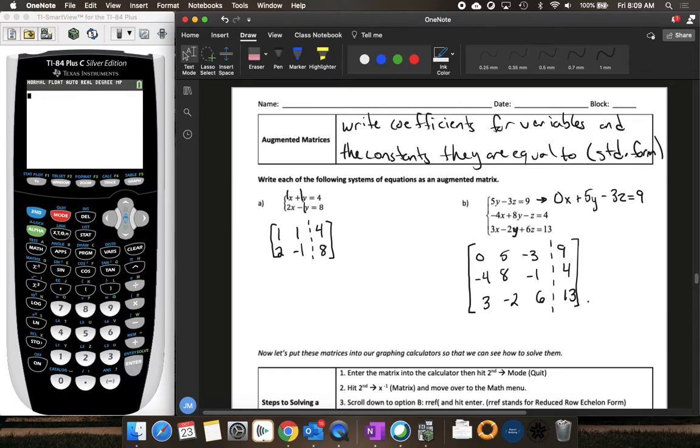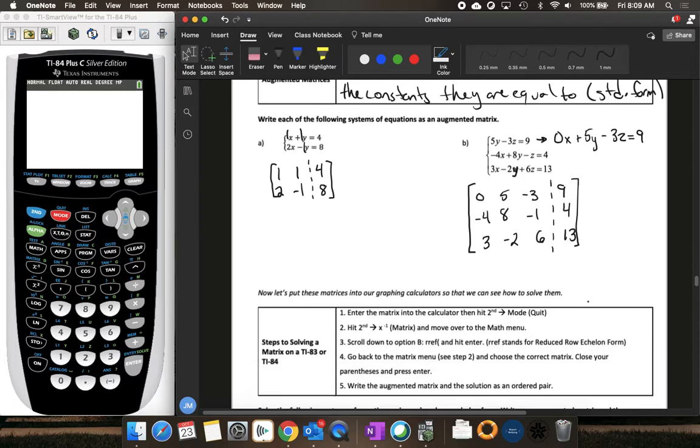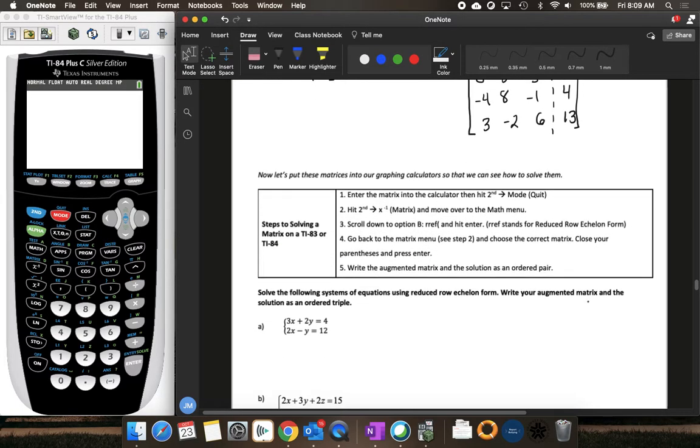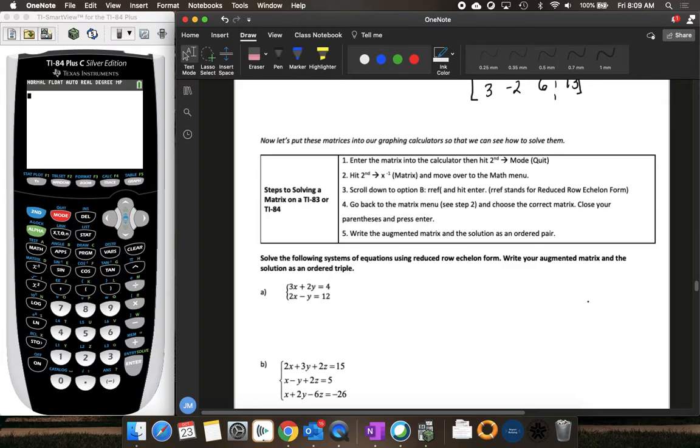Okay, so that's what you're going to need to do to set up a matrix to be able to put it into your calculator, is we'll have to convert it from its equation form into its matrix form using an augmented matrix. Once we've done that, here are the steps to solving those systems of equations. So step number 1 is we're going to enter the matrix into the calculator, and then we'll hit second mode to quit out of that screen, and we'll be able to see all these in just a moment.